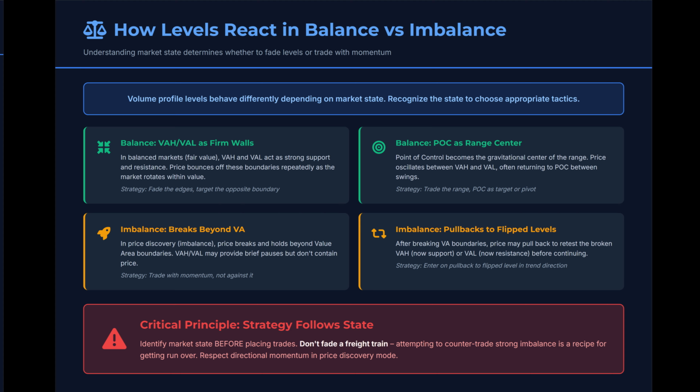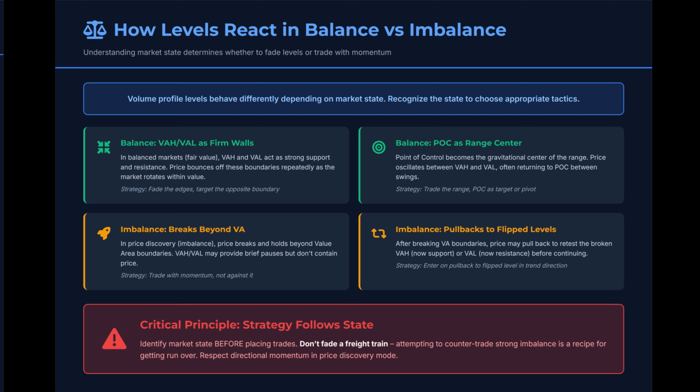The boundaries that contain price during balance lose their power during imbalance because the market has decided that the old fair value range is no longer valid. Price is seeking new value zones. When you observe this break and hold behavior, it's your signal that the market has transitioned from balance to imbalance. The VAH or VAL may provide a brief pause, perhaps a single candle hesitation or a small pullback, but they don't contain price. The move continues with momentum. This is the freight train we keep warning you about. If you try to fade the VAH during strong bullish imbalance, thinking it will act like it did in balance, you'll get steamrolled.